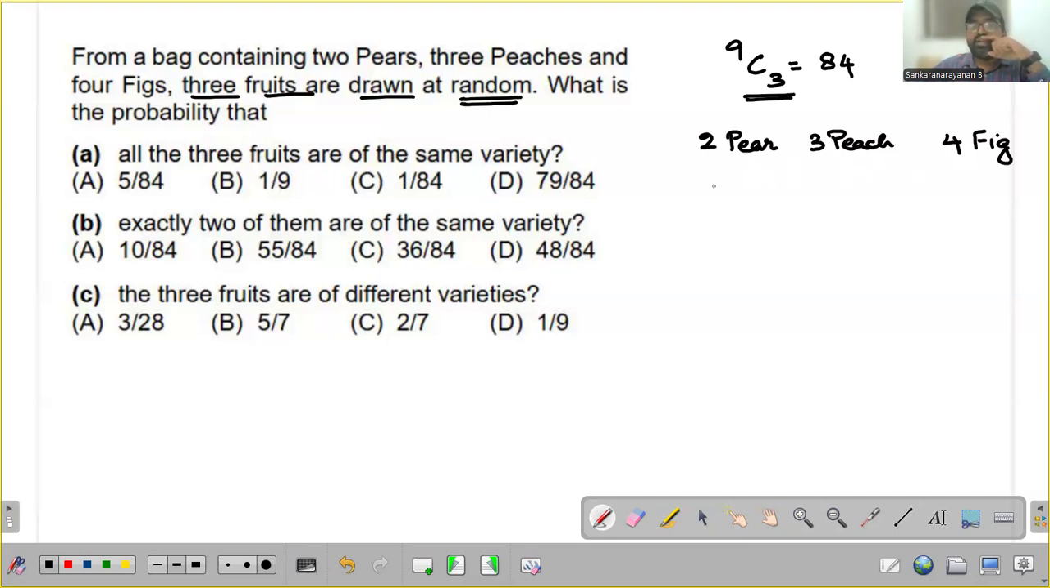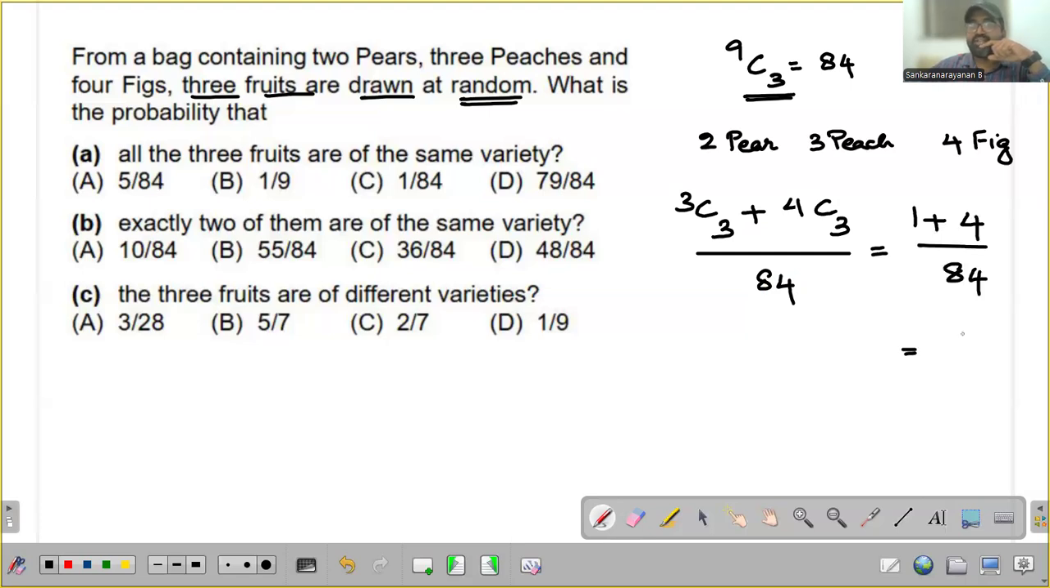So it could be like 3 peach available, you select all 3, or 4 fig available, you select 3 out of total, that is equal to 84. So these are the favorable outcomes in the numerator out of total number of outcomes. You know the 3C3 is 1, 4C3 is 4, by 84. So for the first question, my answer will be 5 upon 84. Looking at the options, 5 by 84 is what option A reads. So for this set of questions, option A is my choice, the first one.